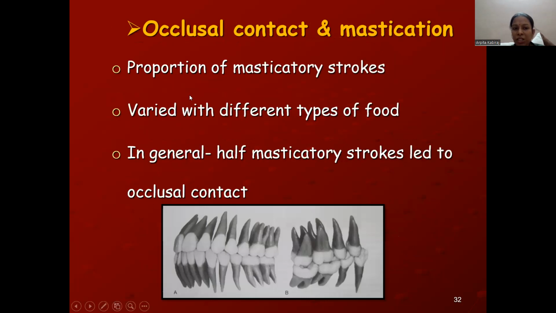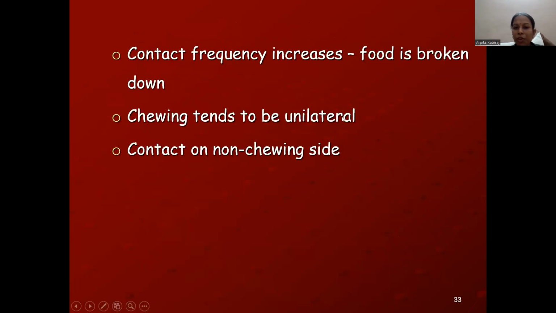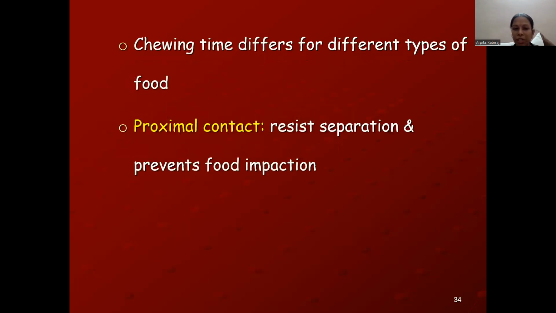Occlusal contact and mastication: the proportion of masticatory strokes varies with different types of food. In general, half the masticatory strokes lead to occlusal contact. The contact frequency increases as the food is broken down. Chewing tends to be unilateral, with contact on the chewing side and not on the non-chewing side. The chewing time differs for different types of food. Proximal contact resists the separation and prevents food impaction.